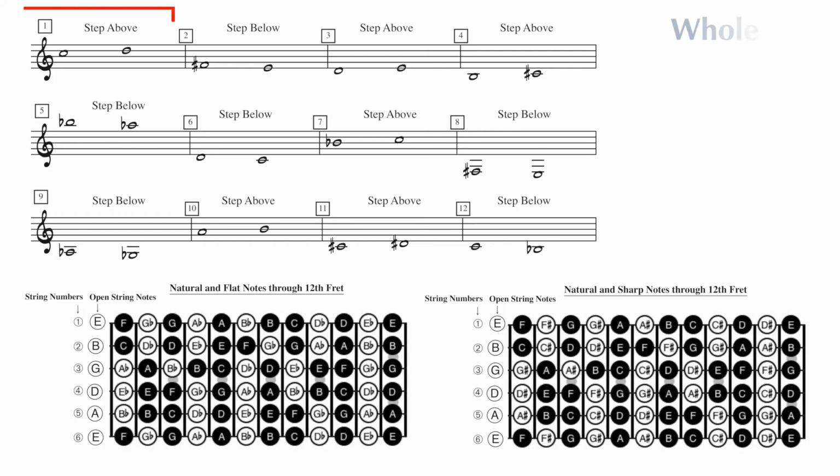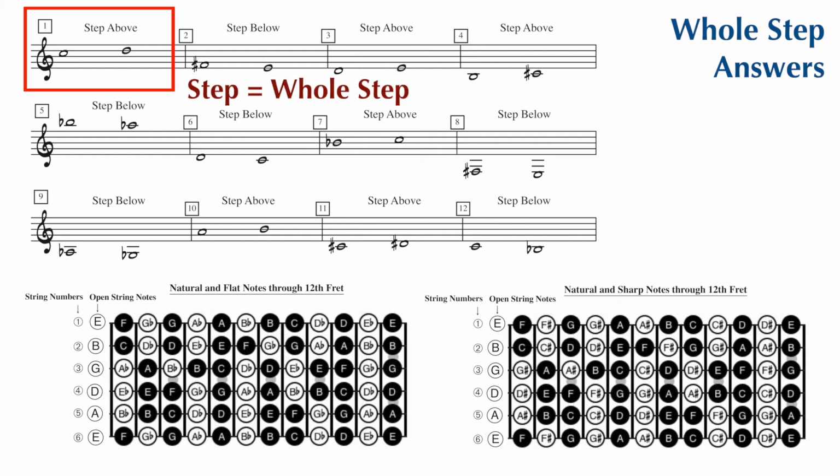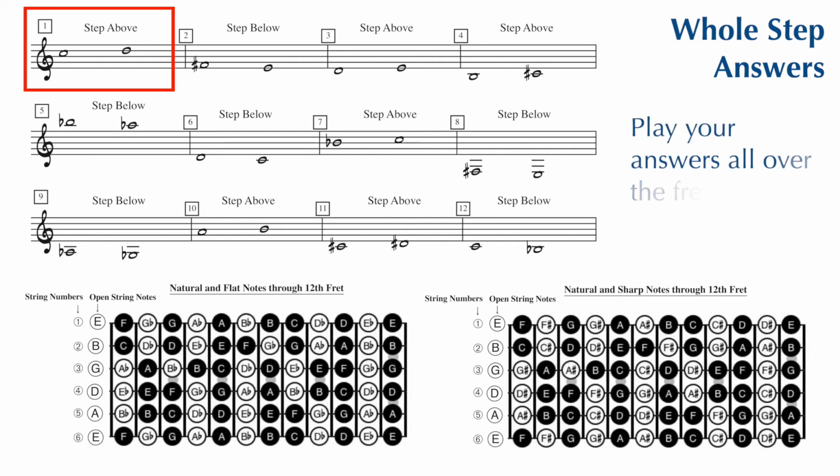So let's go over the answers for the whole step exercise at the bottom of page 14. We start off with a C, a step above, or a whole step. Remember, whole step, step, same thing. Step above is a D, and make sure you're finding as many places as possible to play those.